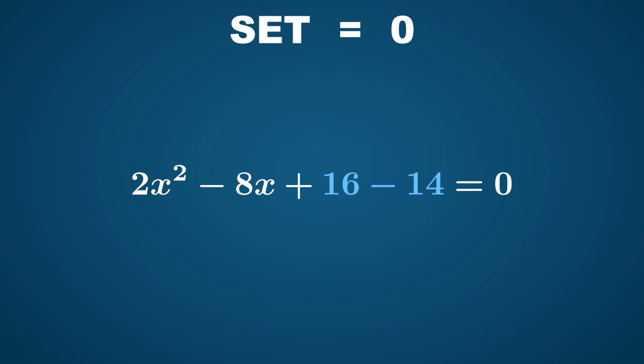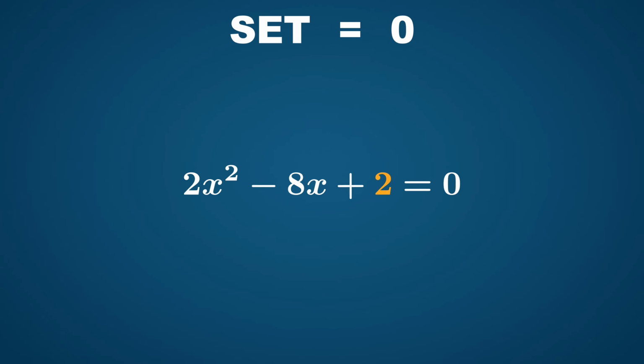On the left side, we locate the constant term, positive 16. We subtract 14 from 16, which is equal to a positive 2. The other terms on the left side, the 2x squared and the negative 8x, are unchanged because we are only subtracting a constant. Our newly balanced equation is 2x squared minus 8x plus 2 equals 0.